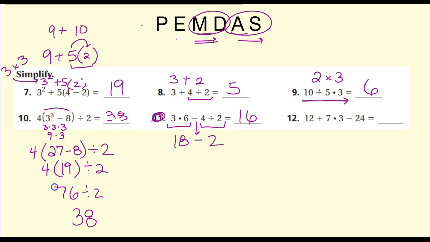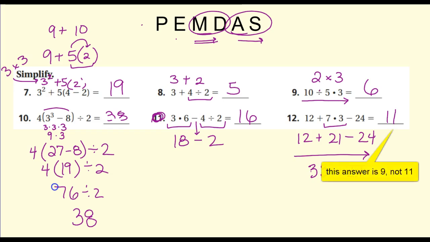And then number 12. Okay. No parentheses, no exponents. I got some multiplication there. Got to do that first. 7 times 3. Bring everything else down. Okay. Now I just have adding and subtracting left, so I go from left to right. 12 plus 21. Give me 33. Minus 24. And I get 11. Okay. So there's some examples. You should have those written down on your paper.